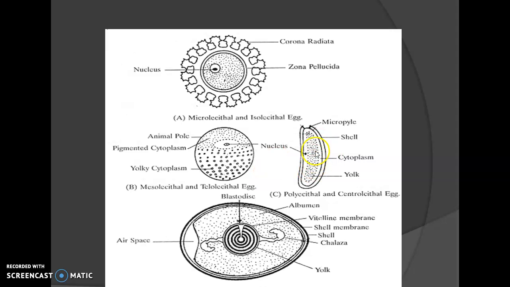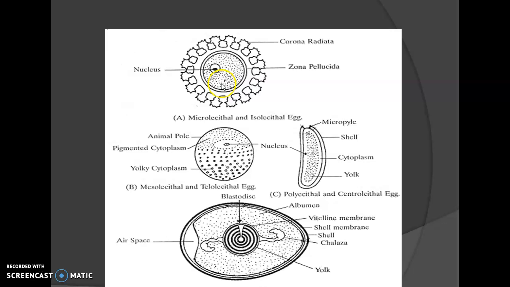Here, this is a centrolecithal type of egg. Here you can see that the yolk is generally concentrated in the central region, and the rest of the regions are generally occupied by the cytoplasm. So this is an overview of the different kinds of eggs and the distribution of yolk.